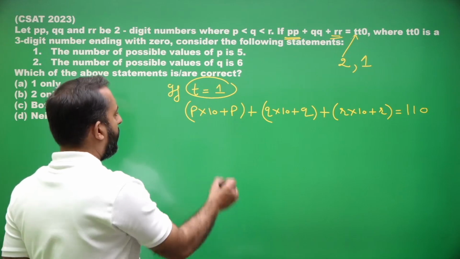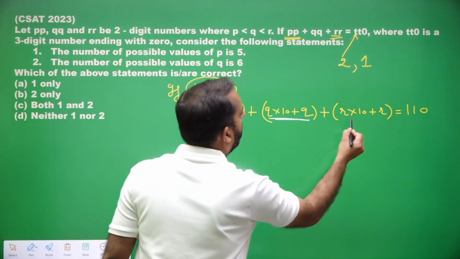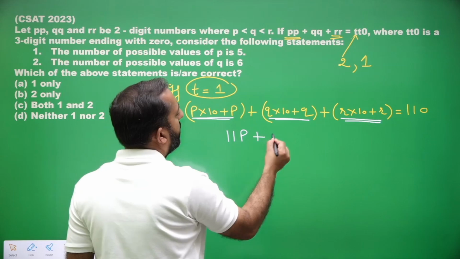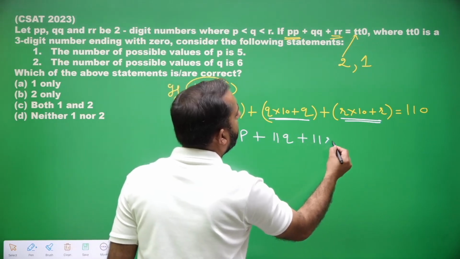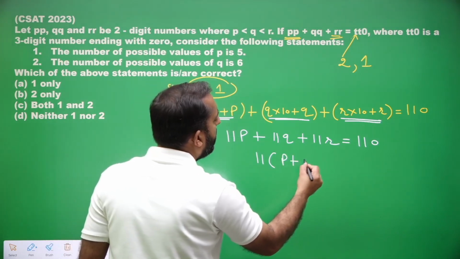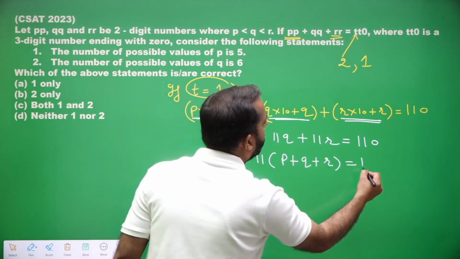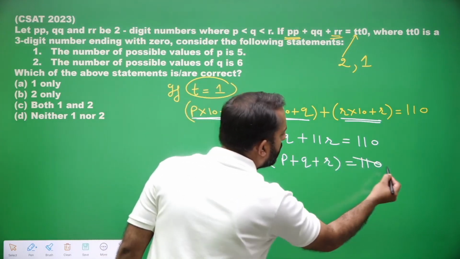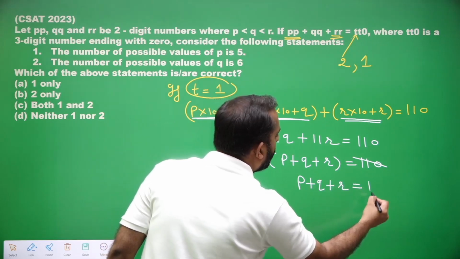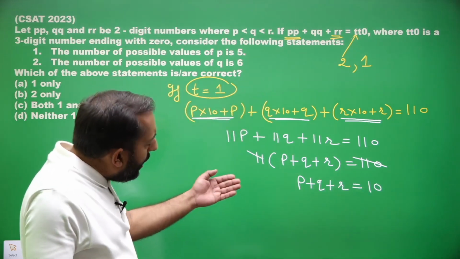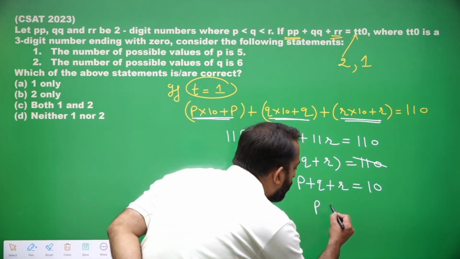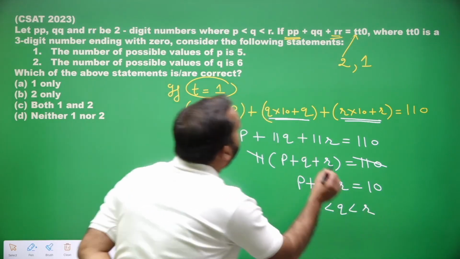Now, if you solve this further, it is 11P plus 11Q plus 11R equal to 110. Solving it further, 11 can be taken common, so P plus Q plus R is 110 divided by 11, so P plus Q plus R should be equal to 10. If P plus Q plus R is equal to 10 and P is less than Q is less than R, it is also given.